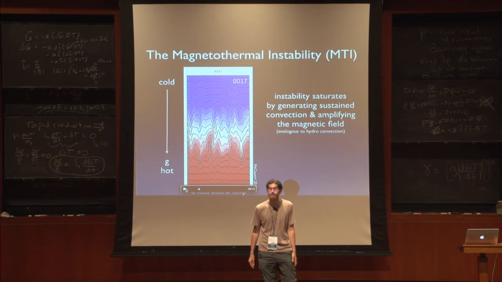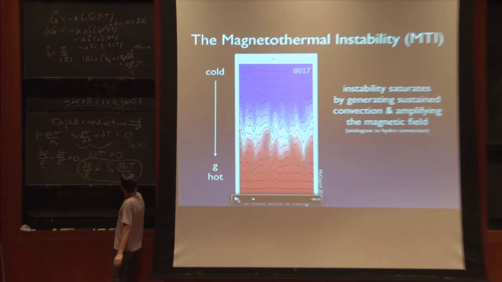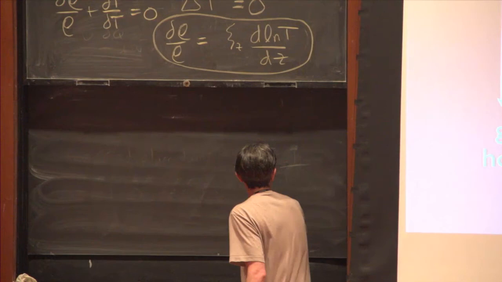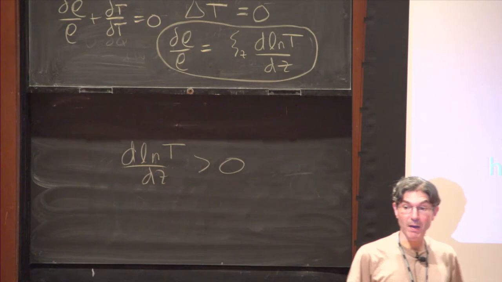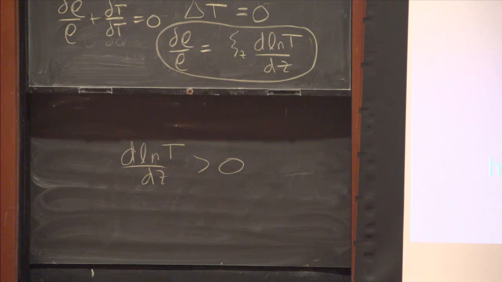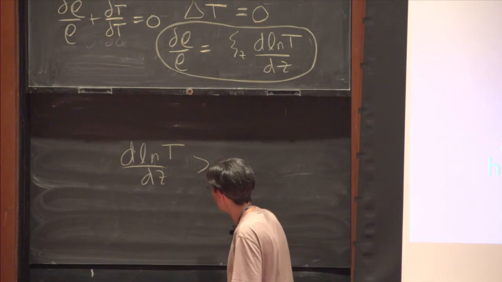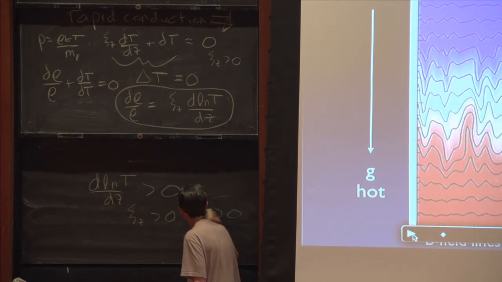Okay. Another thing to note here is that imagine we switch the sign of the temperature gradient so that d log T dz is positive. So hot on top, cold on bottom. By this argument, we would say the system is stable. Xi z is positive, delta rho is positive. That looks very stable.